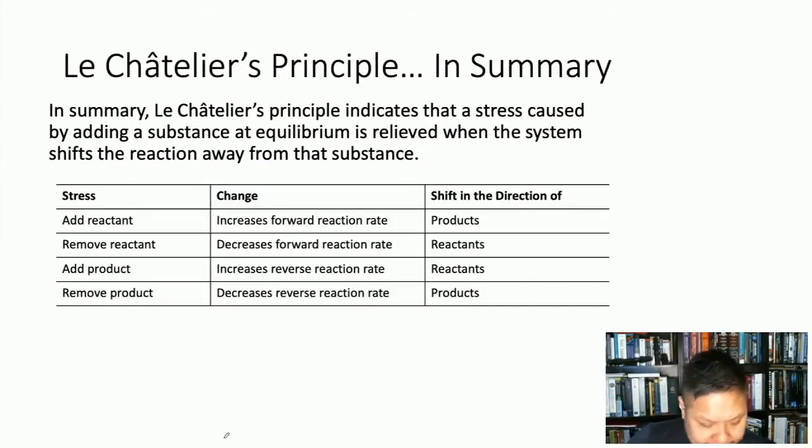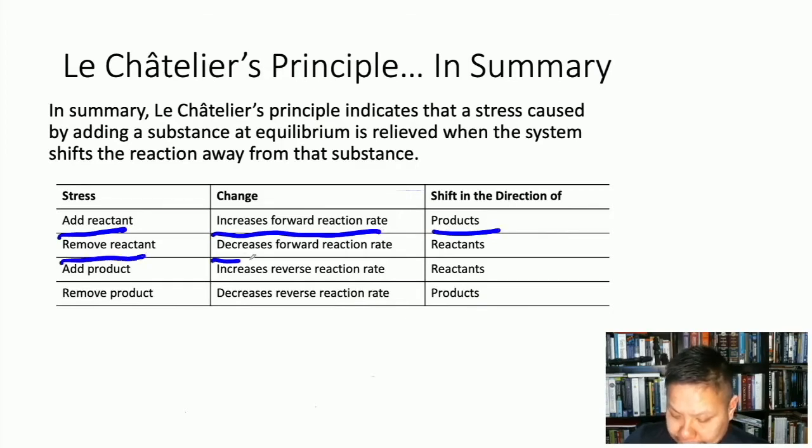So the next slide is actually just a summary slide, right? That describes to you the stress that you can inflict onto an equilibrium reaction, the change that occurs, and then what you can do to fix it, right? Or the shift, right? So if you add a reactant, right, this increases the forward reaction and it shifts to making more products. If you remove some reactants, it decreases the forward reaction rate. It shifts backwards now to make more reactants to obtain equilibrium again.